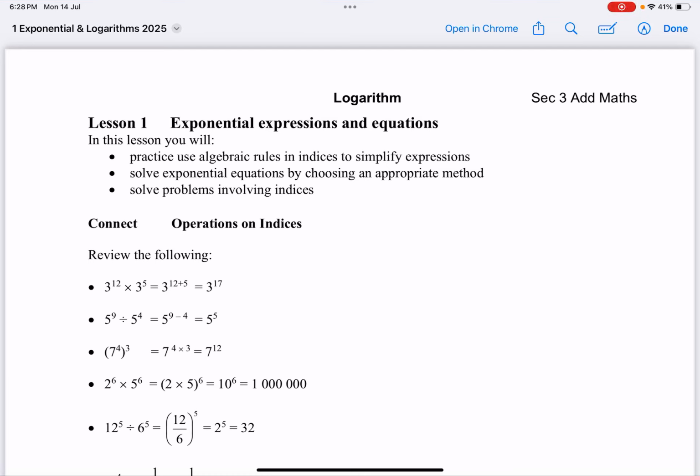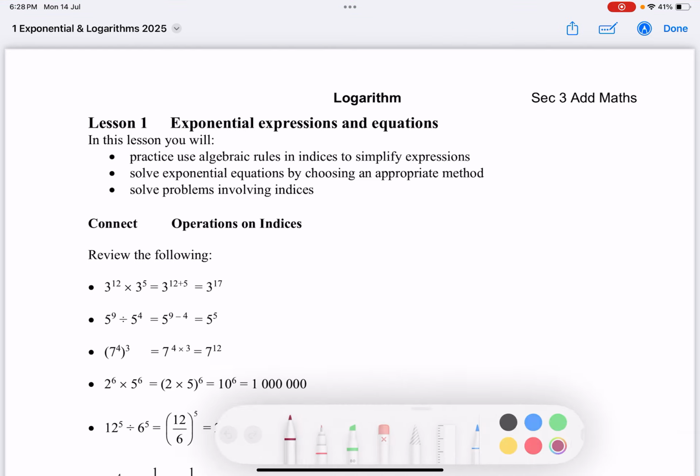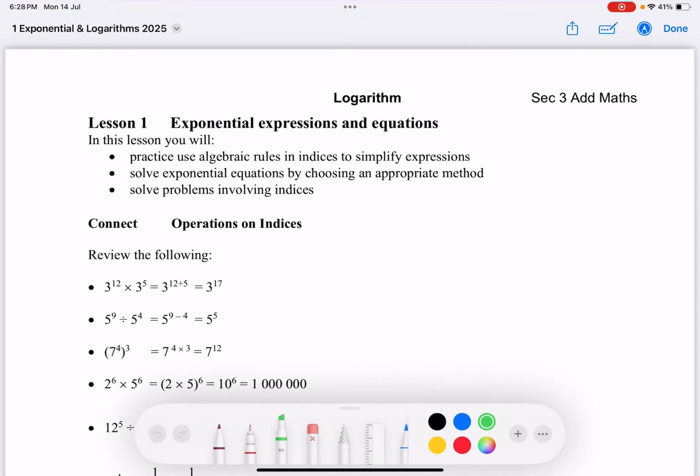Hello, okay, in this lesson we are going to look at exponential expressions and equations. In this particular video itself, we will just focus on exponential expressions. Okay, what is an exponential expression and what does the word exponential mean? Actually, this is nothing new. Exponents basically means power or the index.